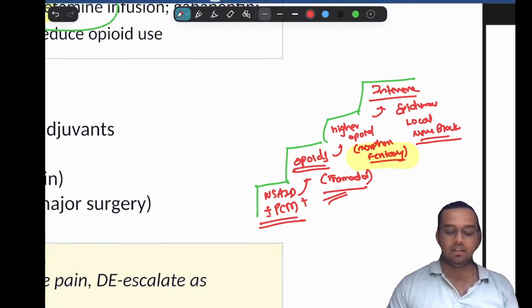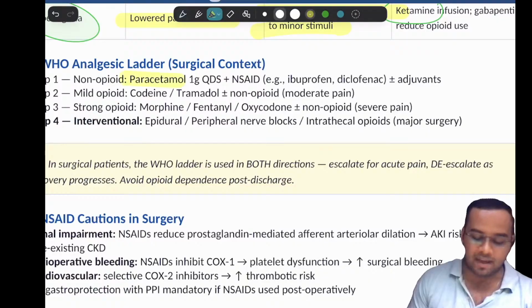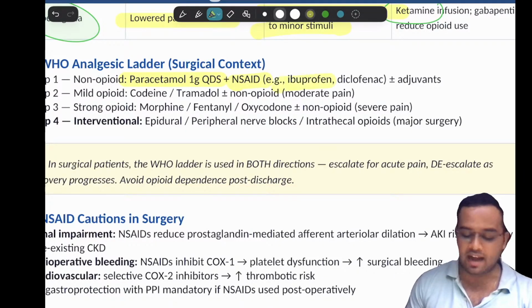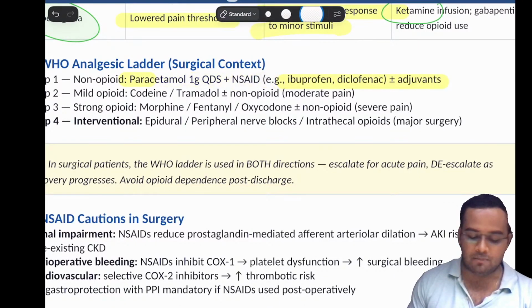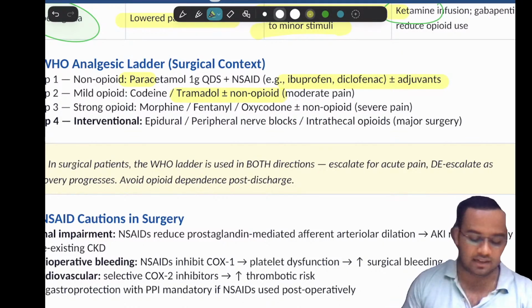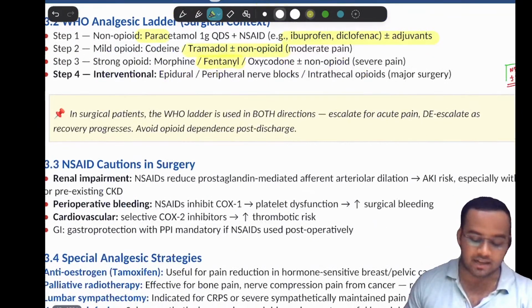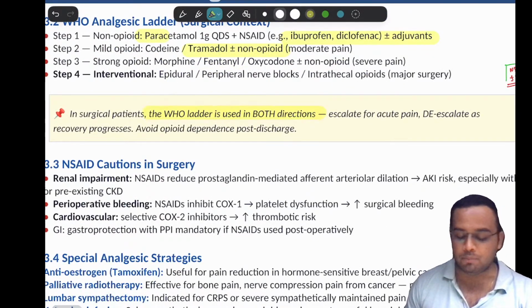So that is the WHO pain pathway. So non-opioid pain, yes, as we said, paracetamol, NSAID, or you can add adjuncts. In mild pain, you can give tramadol plus or minus opioids. In the third step of the ladder, you are going to add fentanyl, and the last step is going to be interventional management. So the WHO ladder is used in both directions.